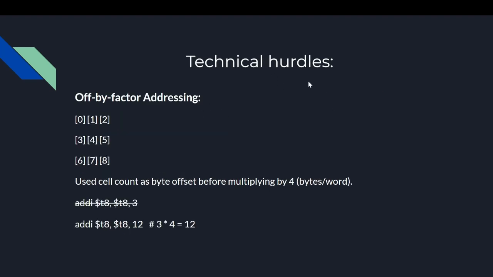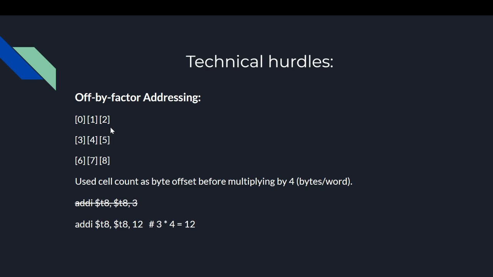One of the major technical hurdles that I encountered during the development of the game was off-by-factor addressing. This was when I was writing code for the win-loss logic, and I wanted to see if the values in each column were the same, so I took the difference between two consecutive indices in a column and used that as an offset. Let's say I wanted to compare the value in cell 2 to 5. I took the difference between both, which equals 3, and used that as an offset.